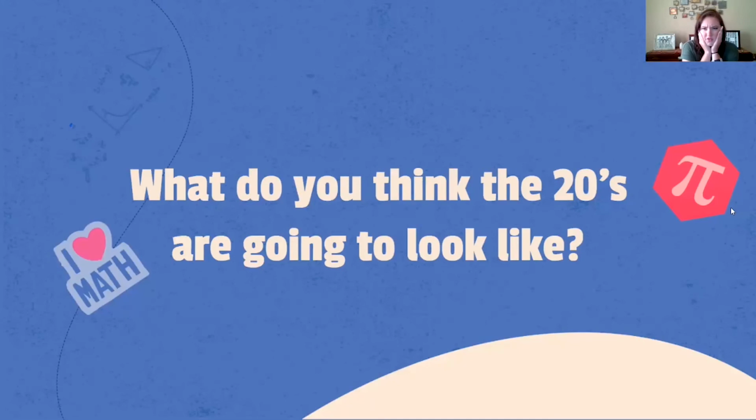Before I come back, I have a question for you. What do you think the 20s are going to look like? If we're going to break apart the numbers from 20 to 29, what do you think they're going to look like? How many tens do you think they're going to have? How many ones do you think they're going to have? Keep that locked in your brain. I'm going to come back.